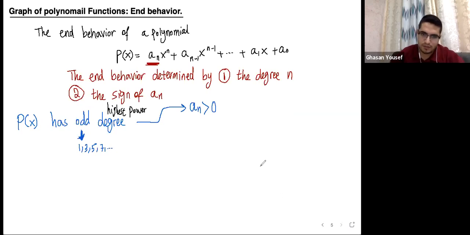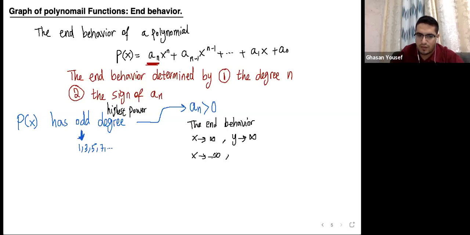So if an is positive, the end behavior, when x goes to infinity and when x goes to minus infinity, is this. When x goes to infinity, y goes to infinity at the same time. When x goes to minus infinity, y goes to minus infinity.